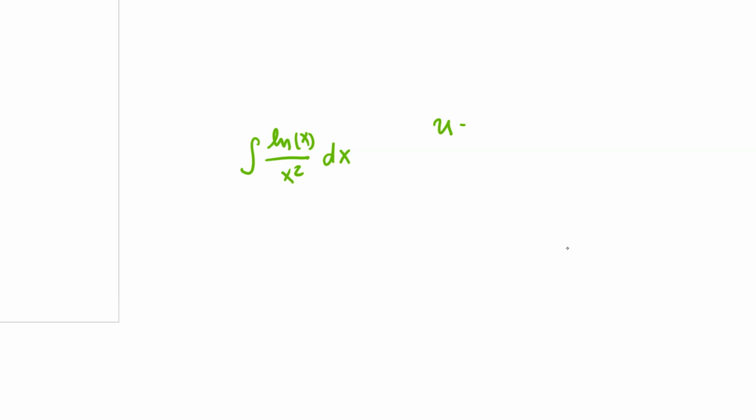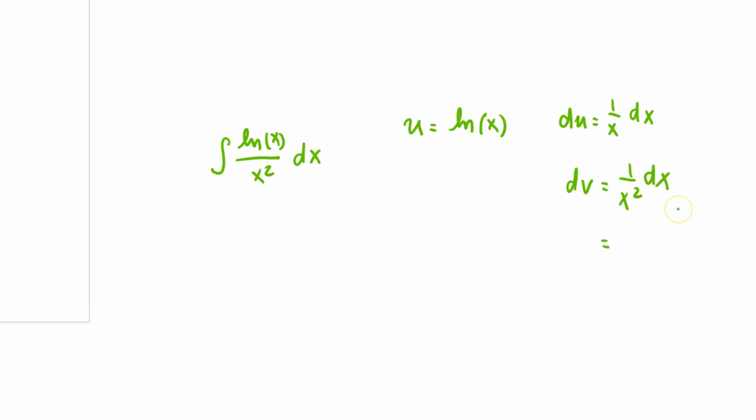So let me see, if I let my u be log of x, and I let my dv be 1 over x squared dx. Well, if my u is log of x, then my du is going to be just 1 over x dx. And if my dv is 1 over x squared dx, this is the same as x to the negative 2 dx, by the way. So then my v is going to be just the integral of this, which is x to the negative 1 over negative 1. Now I can rewrite this as negative 1 over x, by the way.